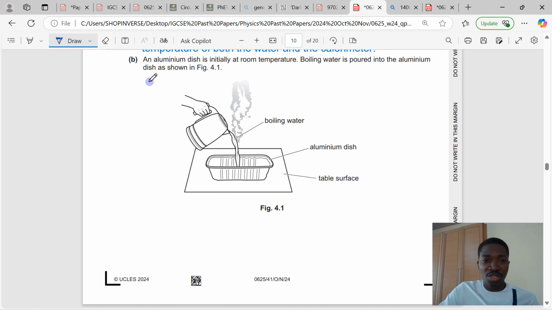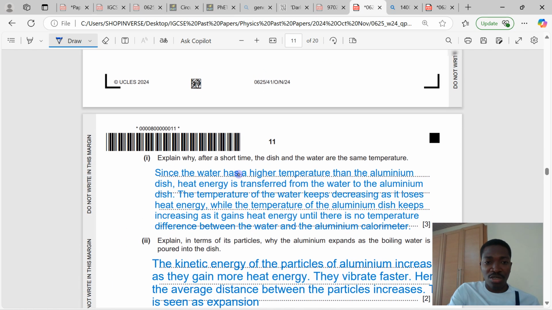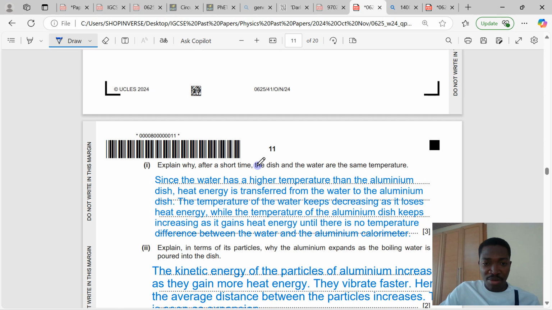Now the next one, aluminium. An aluminum dish is initially at room temperature. Boiling water is poured into the aluminum dish as shown. When you pour water into the aluminum dish, what happens? Let's see. Explain why after some time, the dish and the water are the same temperature.